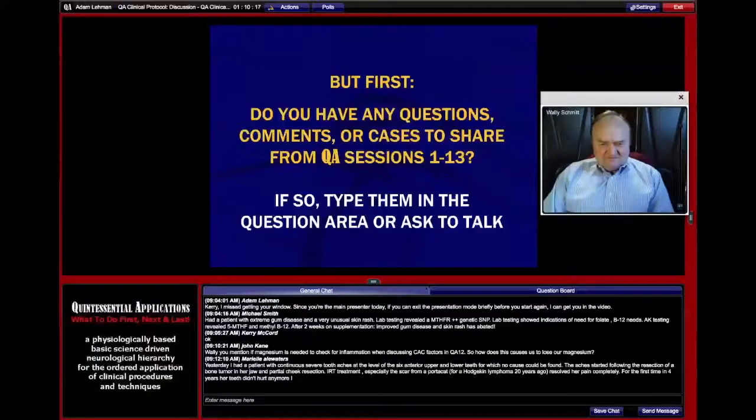Wally, you mentioned if magnesium is needed to check for inflammation when discussing the CAC factors in QA step 12. So how does this cause us to lose our magnesium?